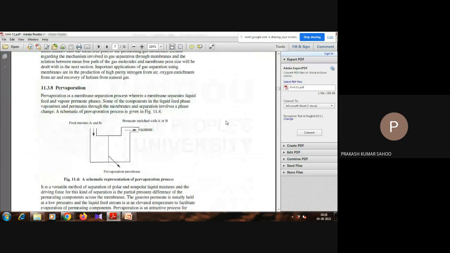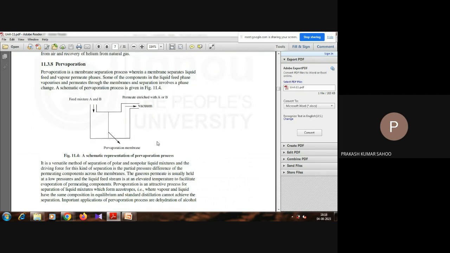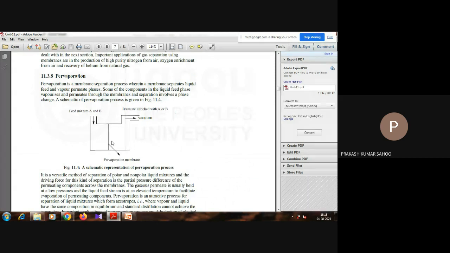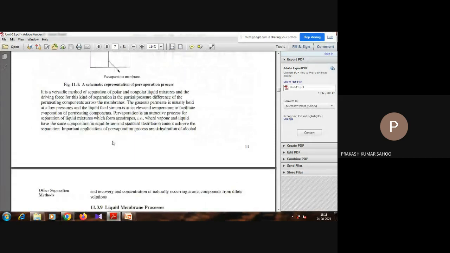Then we have pervaporation. There is one membrane known as a pervaporation membrane. It is a separation process where a membrane separates liquid feed and vapor permeate phases. So this involves pervaporation through a specially designed membrane. Some of the components in the liquid feed phase vaporize and permeate through the membrane, and the separation involves a phase change. Okay, this is the phase change from liquid to vapor. So this is pervaporation.